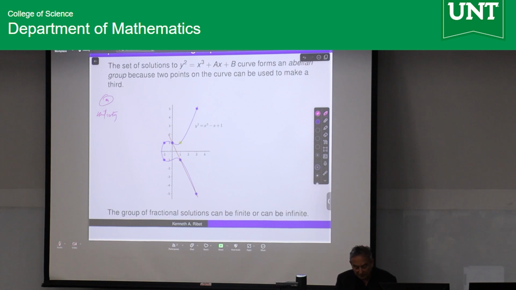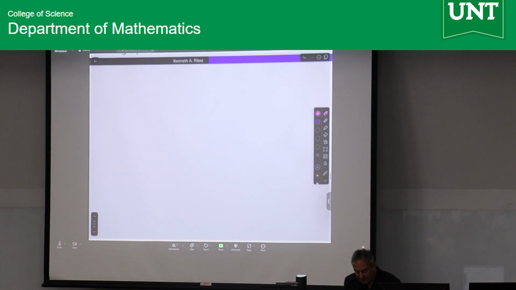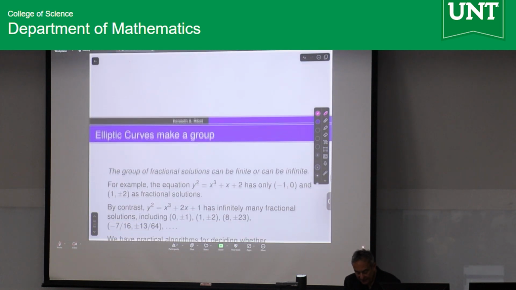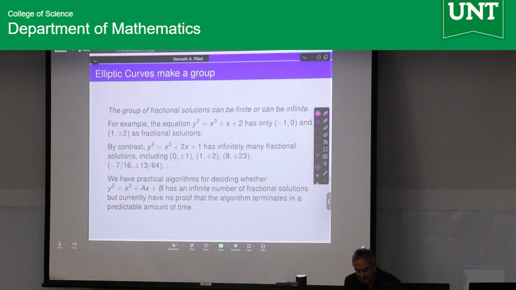That's the definition of the group law. And the group that you get is very interesting in practice and in theory. What you'll discover by example is that this curve can have only a finite number of solutions, or in another example, it can have an infinite number of solutions. And if you go to Sage, you can easily find out in practice.